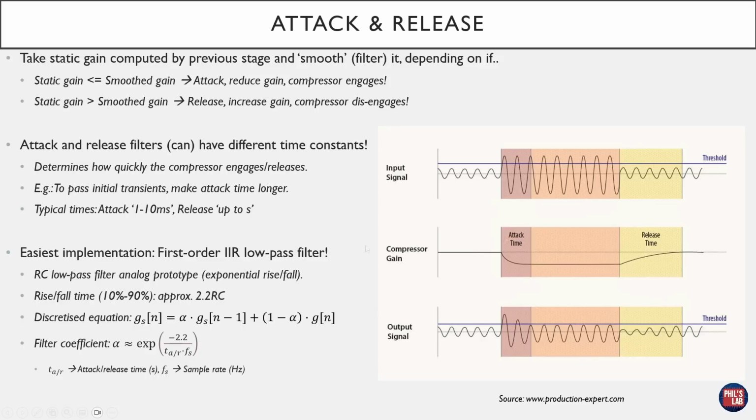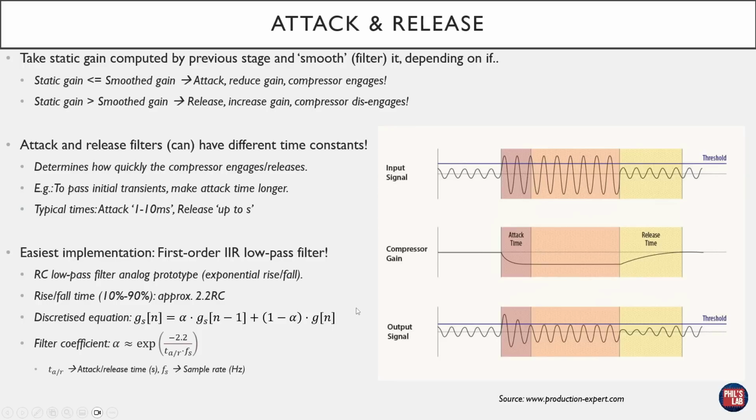The easiest way to do this smooth exponential ramp is by using a first order IIR low pass filter. We think of an RC low pass filter analog prototype, a simple resistor in series and a shunt capacitor. This gives for a step input an exponential rise and an exponential fall time. Thinking back to our basic electronics theory, the rise/fall time for this RC network, from 10% to 90% of amplitude, is approximately 2.2 times R times C.